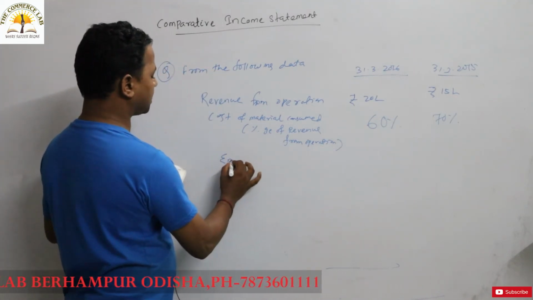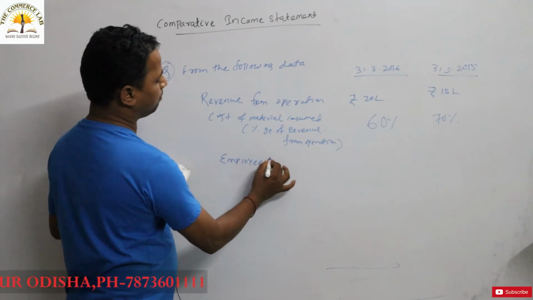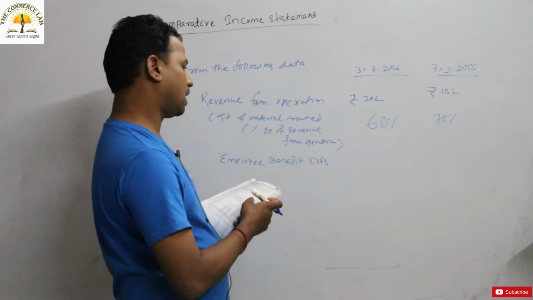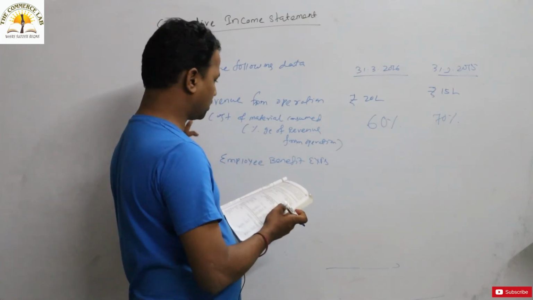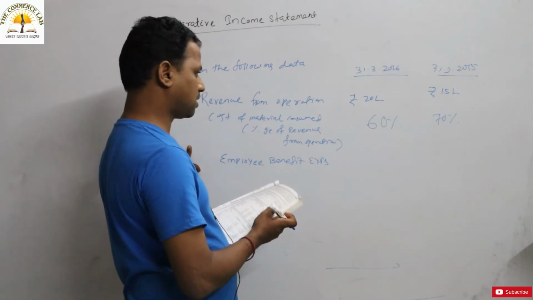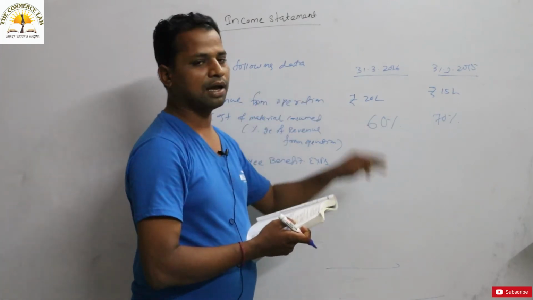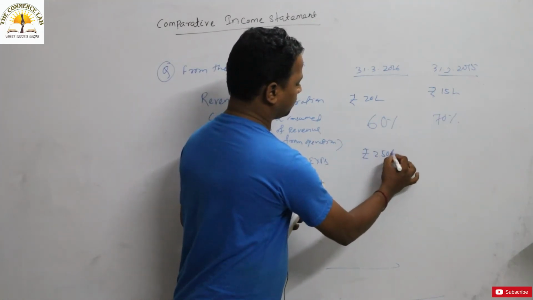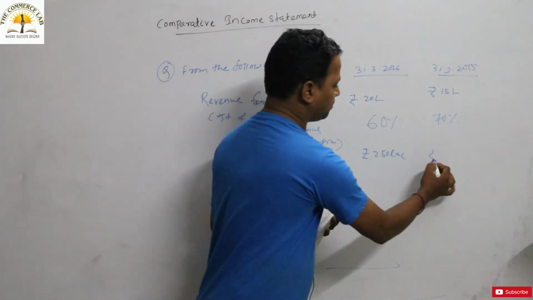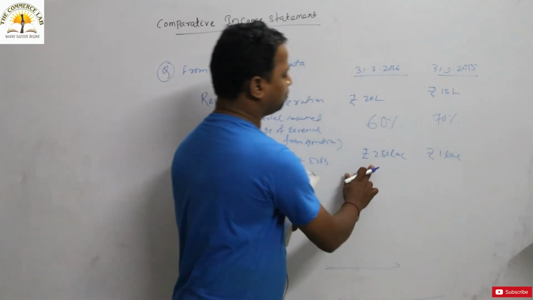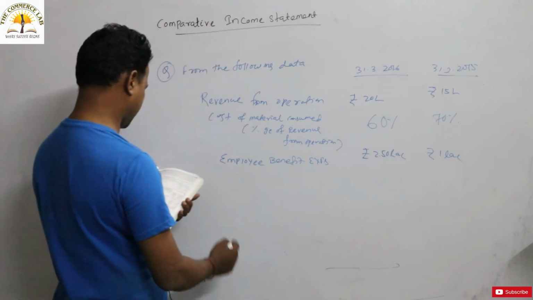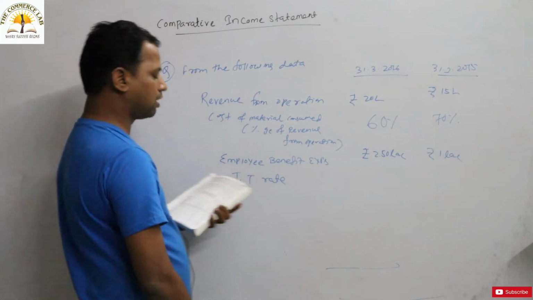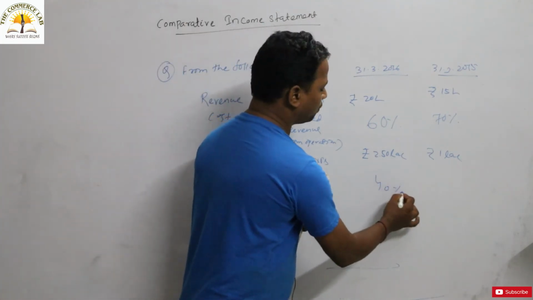Then employee benefit expenses. Employee benefit expenses come as expenses. The cost of raw material consumed also comes under expenses. Revenue from operation comes as income. How much is it? Rupees 2,50,000, and the other is rupees 1 lakh. I am writing a shortcut: this is 2.50 lakh and this is 1 lakh. Then next, the income tax rate. IT means not information technology, that is income tax rate. It is 40% for both years.